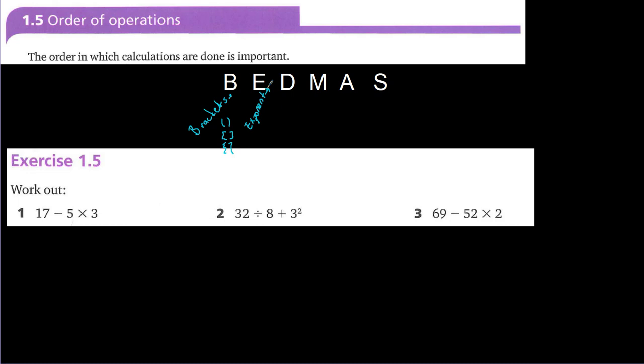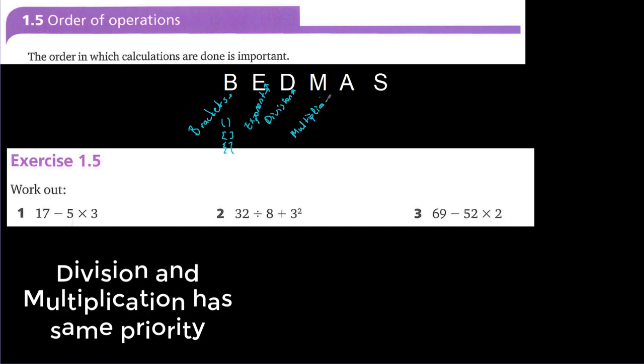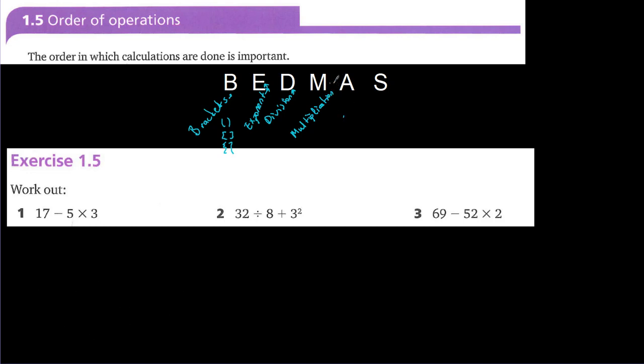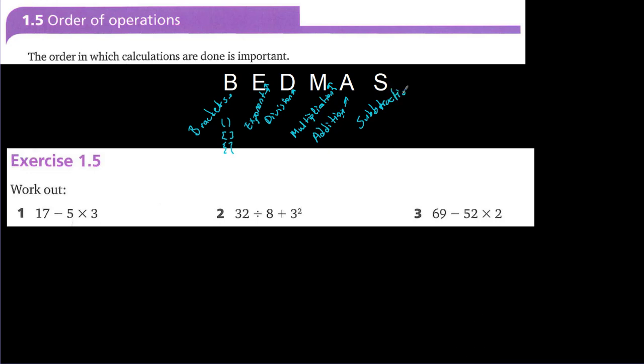Then the third one is division. The next one is multiplication. The fourth one is addition. And the last one is subtraction. So the last operation is subtraction.